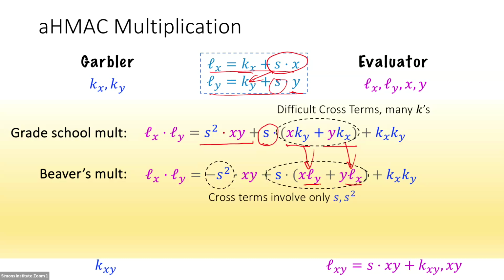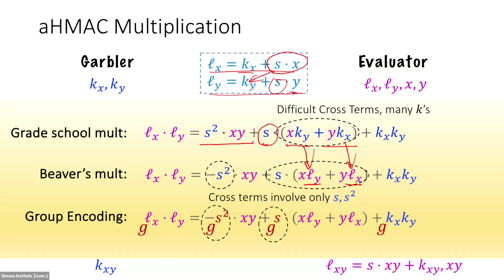Why is this way of multiplying really nice? There are still cross terms, but the cross terms only involve a single unknown value, which is s. When there's only a single unknown value s, we can give out the encryption of it. So in the group world, if I give out g to the s squared and g to the s, then suddenly I can evaluate this equation. What does evaluating this equation in the exponent mean? It means that one can form a multiplicative share of 0. This is basically the key idea.